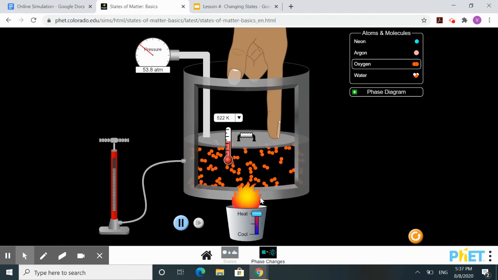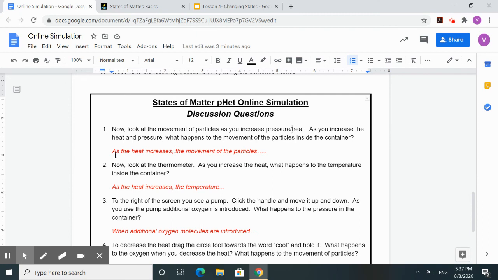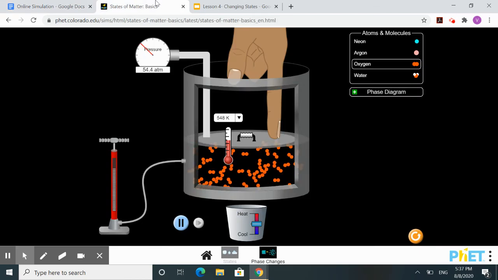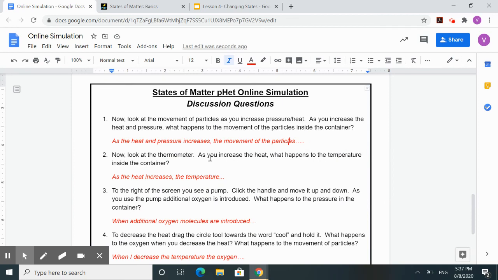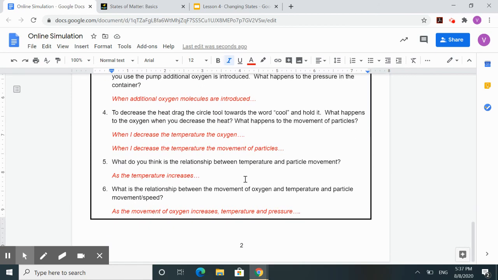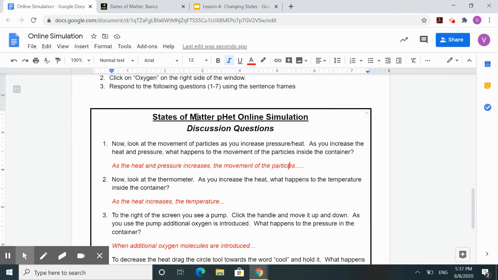Now what happens when I increase the heat? Now you can see the movement of the molecules. What happens to the movement of the molecules? So as the heat and pressure increases, the movement of particles, is it decreasing, increasing? What's going on? Okay, you're going to answer that here. And then you're going to answer the rest of the questions. Once you're done with that, that's it.